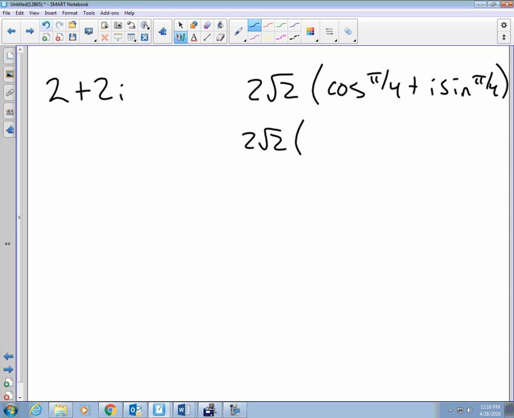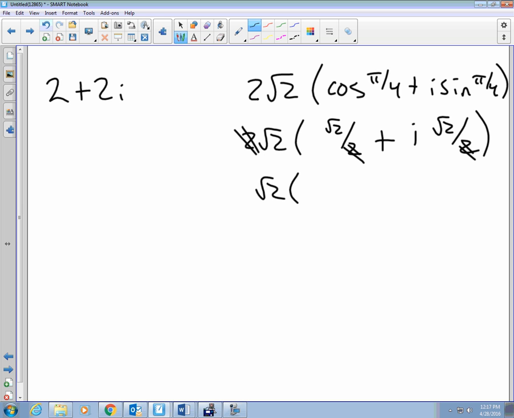What is the cosine of pi over 4? 45 degrees is pi over 4. What is the cosine of pi over 4? Root of 2 over 2, right? That's from your last test, right? Plus i times what's the sine of pi over 4? If I have a 2 in the denominator, I multiply through by 2, what happens? Just cancel, right? And you end up with this expression.